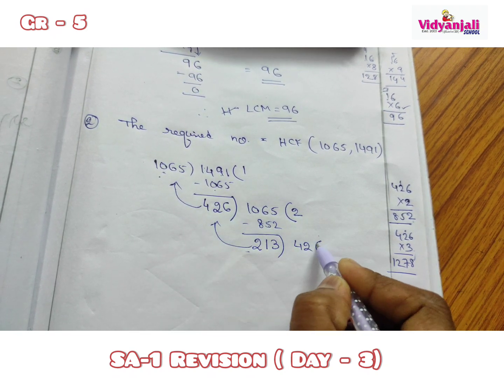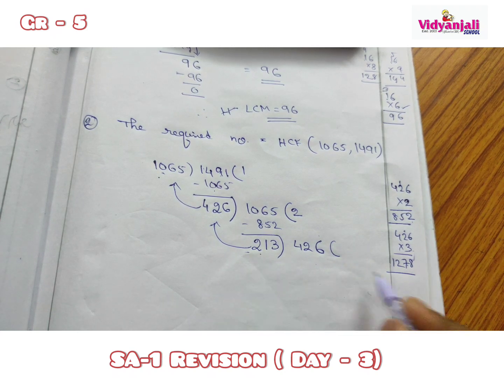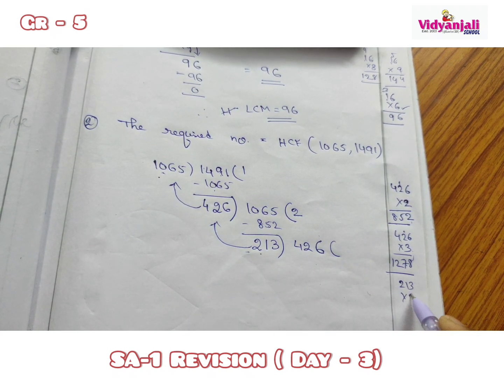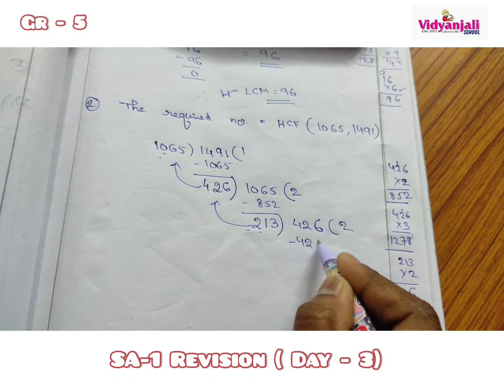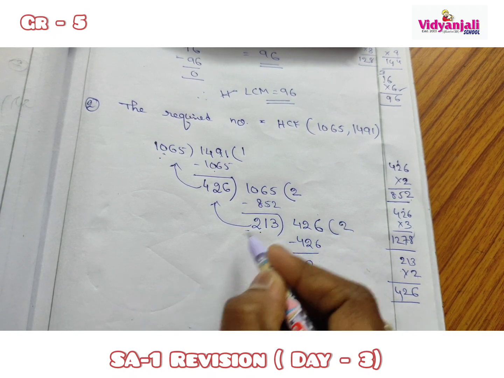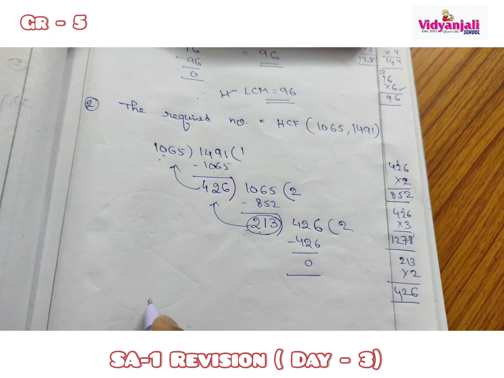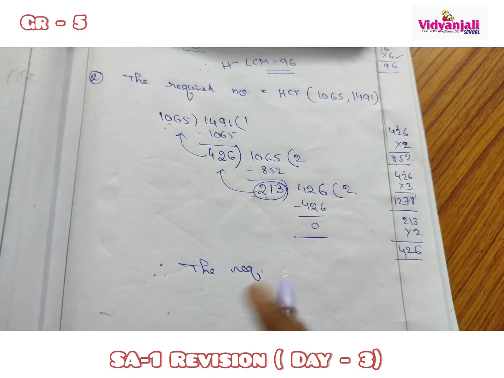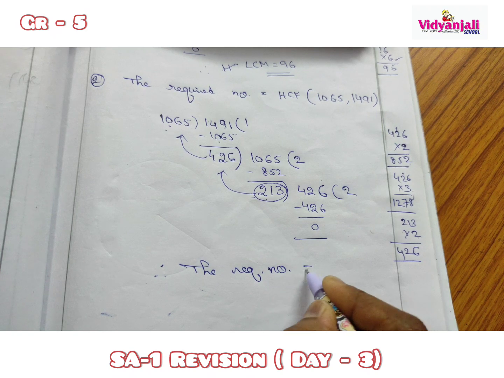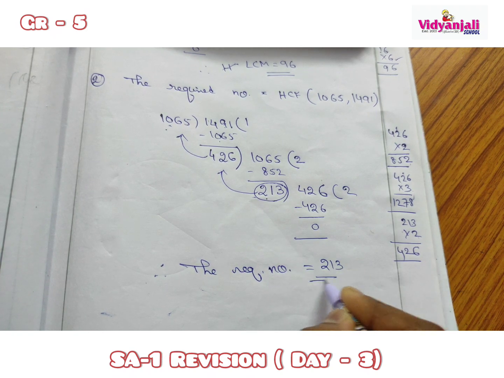So 426 we should take. Now in the 213 table, let's check 2 times. 2 3s are 6, 2 1s are 2, 2 2s are 4. So exactly 2 times is 426. So what is the HCF? 213. So the required number is equal to 213. Next.